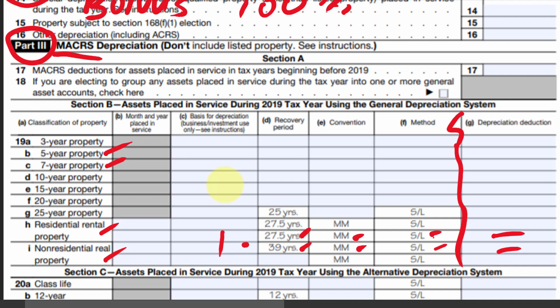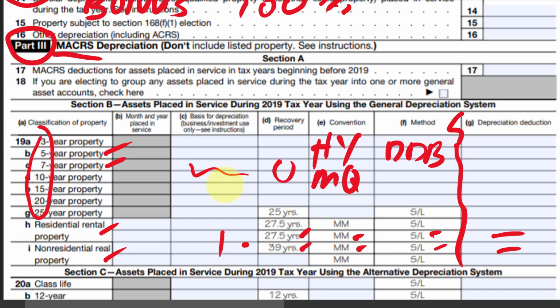For the personal property, we put in the cost basis here. The recovery period would be probably one of these numbers here. Again, ours is the 5 or 7. Convention, either the half-year or the mid-quarter convention. And then the method would probably be double declining balance, or you can elect to choose the straight line method. And then multiplying the rate times the cost will give us the depreciation for the year.